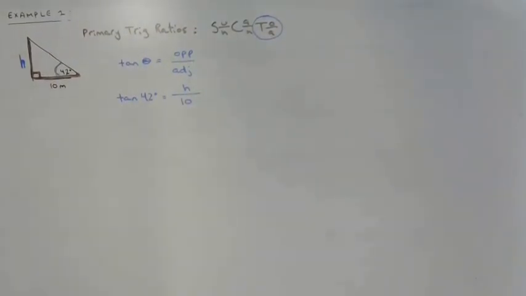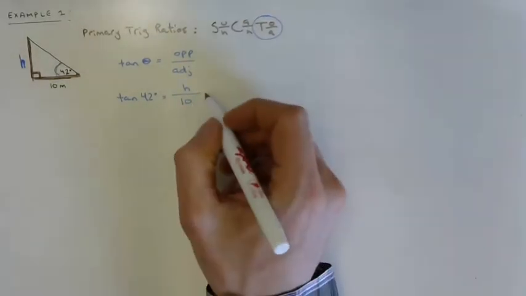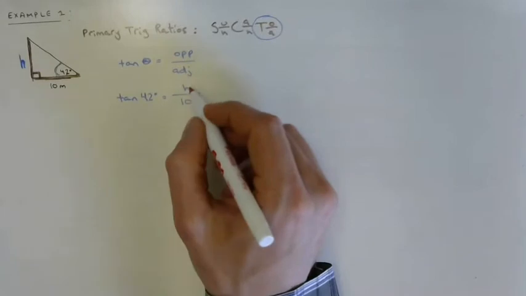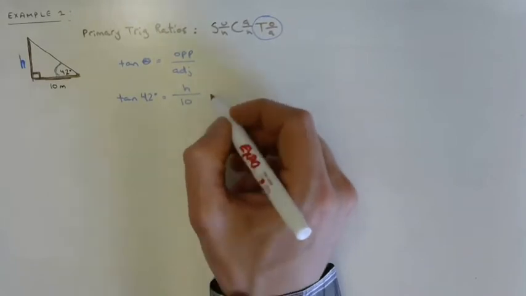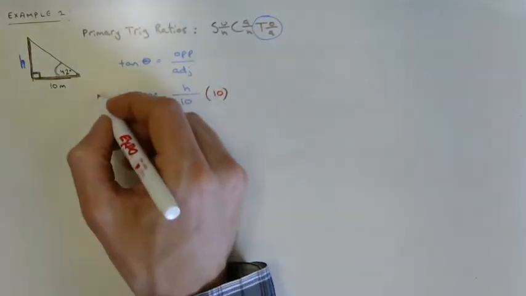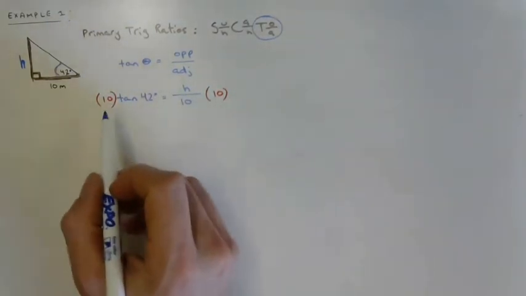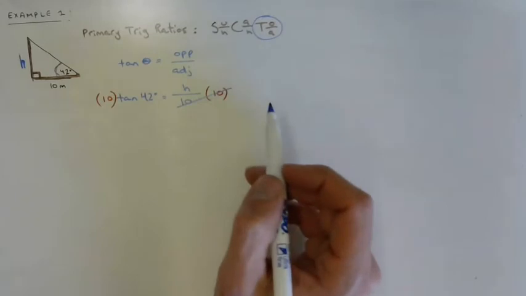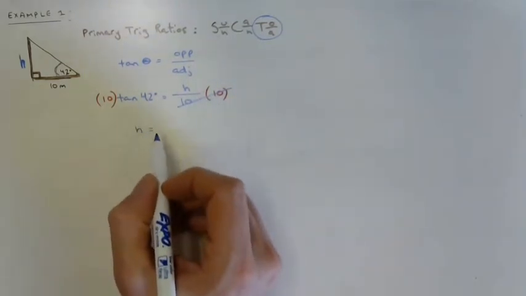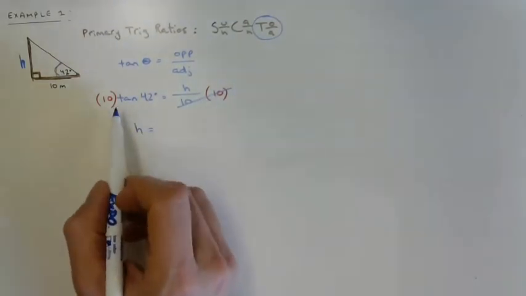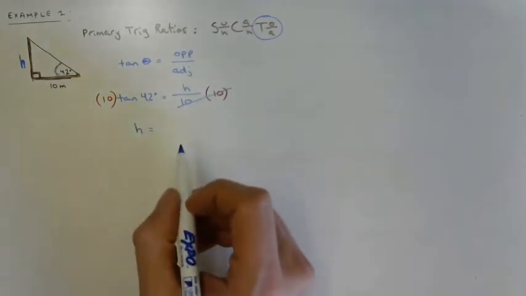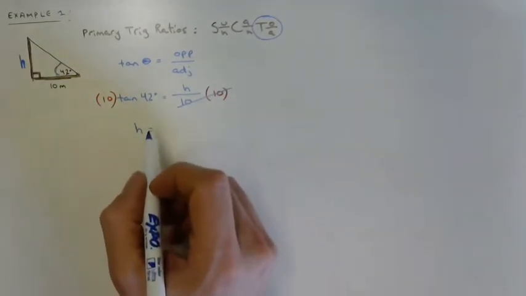How do we solve for h? Right now I have h divided by 10. Multiply both sides by 10. Your calculator is really good at this. On this side it's easy. Boom, just left with h. And on the other side, 10 tan 42, enter. Go for it.